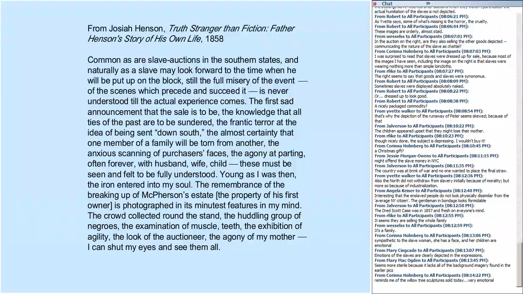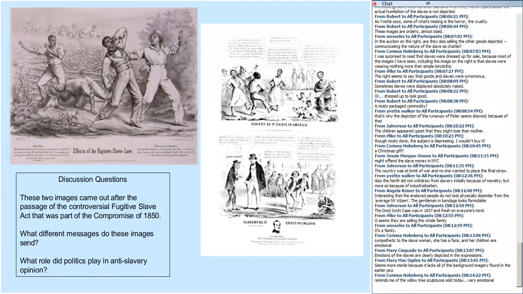The agony at parting. These must be seen and felt to be fully understood. And that was something that the artists, all of whom are white, most of whom are not American, have a hard time depicting. It's hard for them to figure out how to depict the horror of the event in a way that communicates the emotions without being so horrific that you can't look at it.